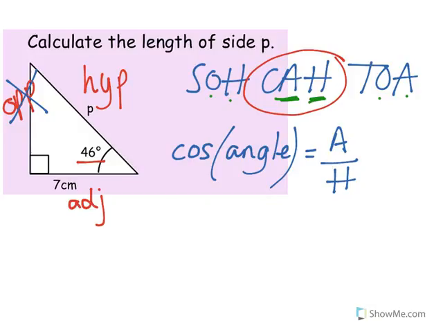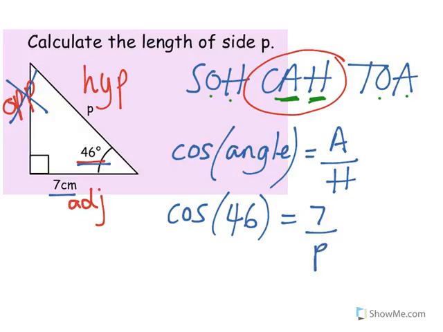Now that we've got the rule, we then need to input all the information that we've been given. So the angle I actually know is 46. The adjacent side is 7, and the hypotenuse is our unknown, that's p.